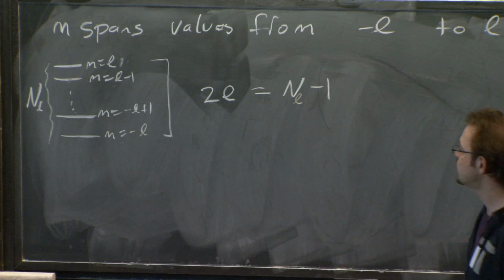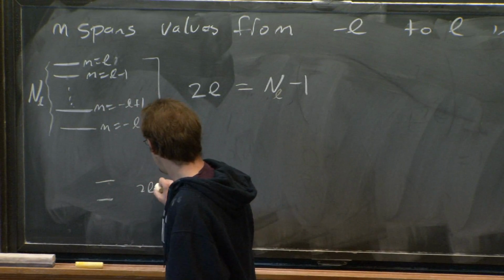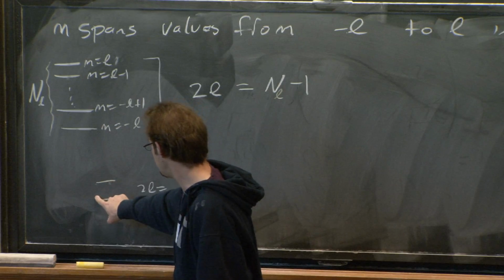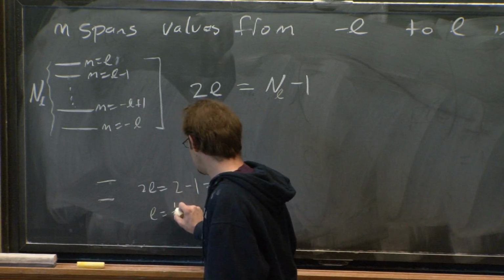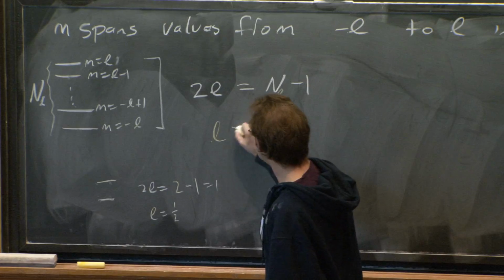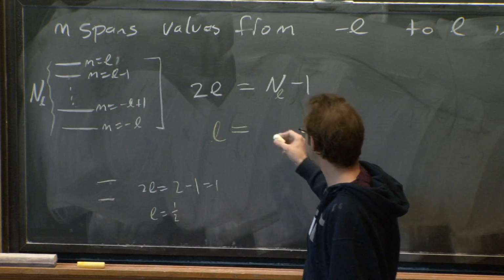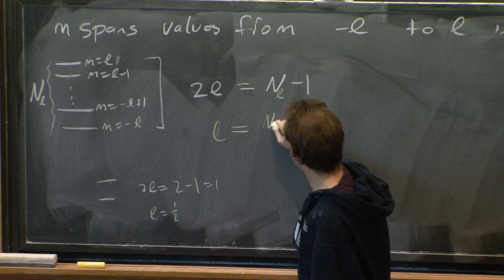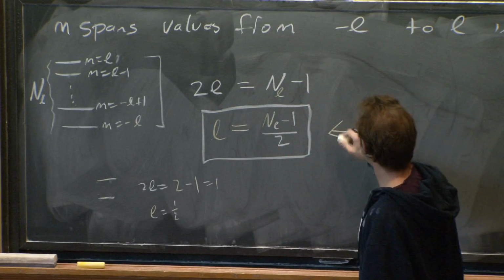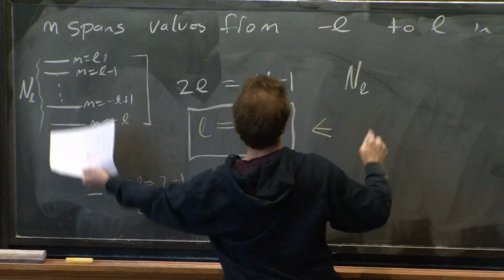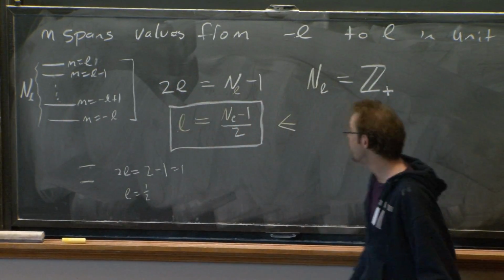So for example, if there were 2 states, so n is 2, then 2L is equal to 2 minus 1, the number of states minus 1, also known as 1, so L is 1/2. More generally, in order for the M plus and the M minus to match up, we need that L is of the form n sub L minus 1 upon 2, where n sub L is an integer. n sub L is just the number of states in this tower, and it's a strictly positive integer. If you have 0 states in the tower, that's not very interesting.